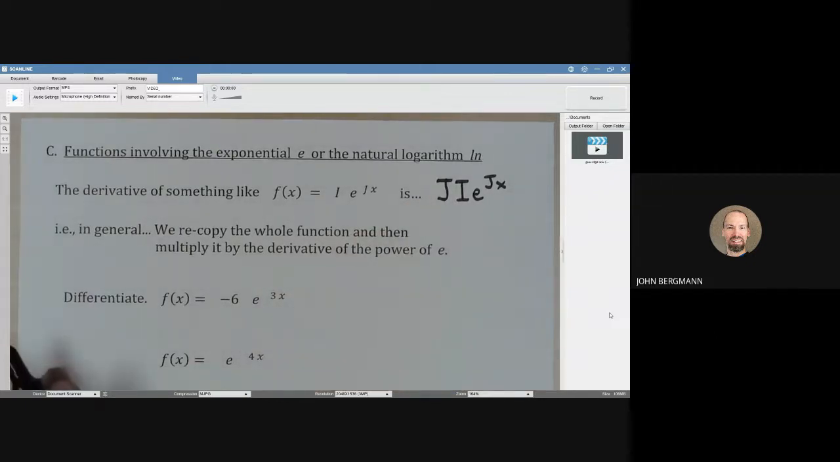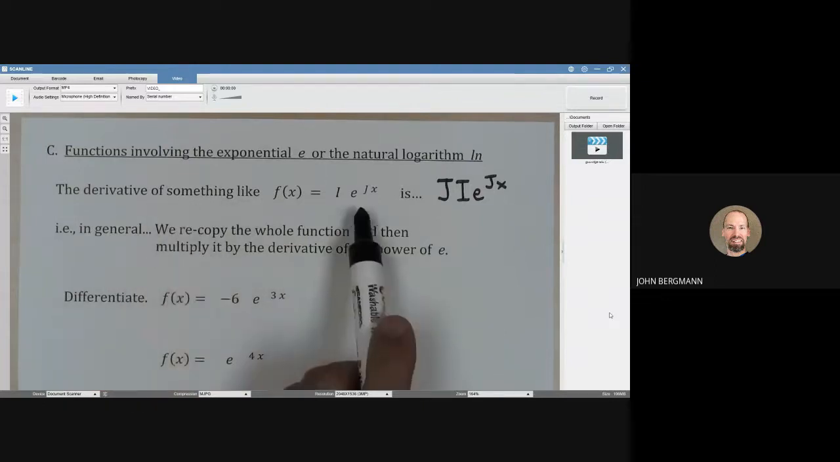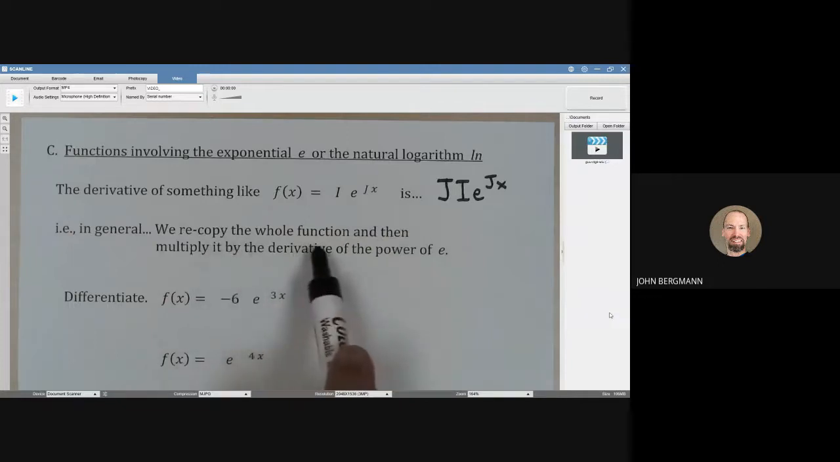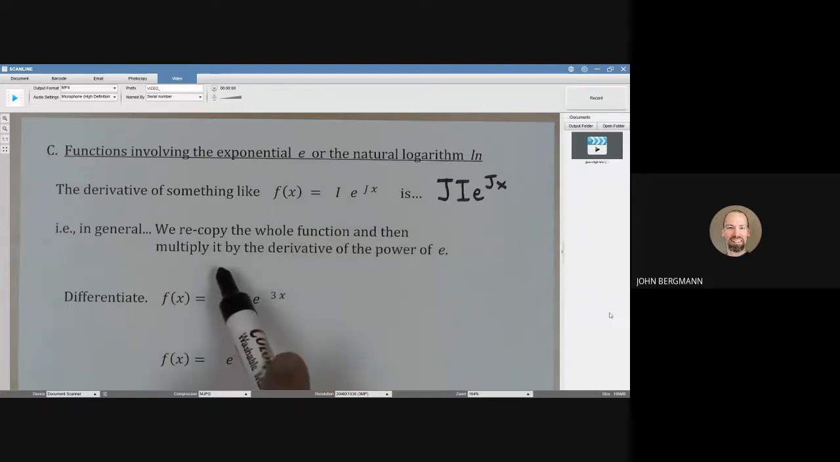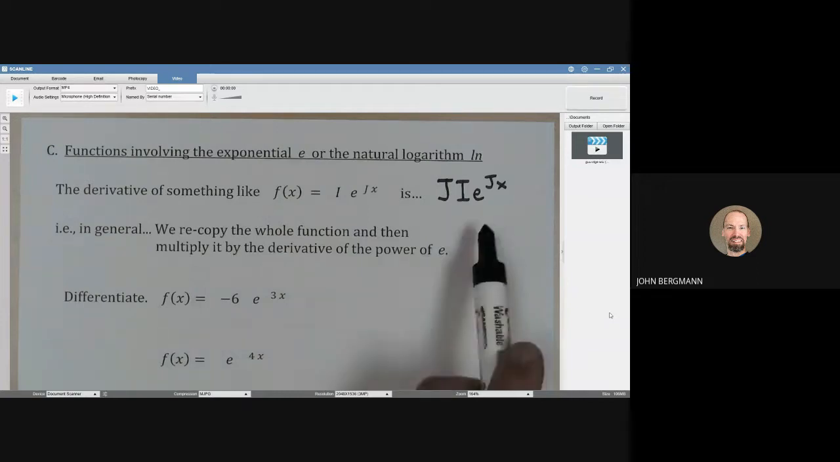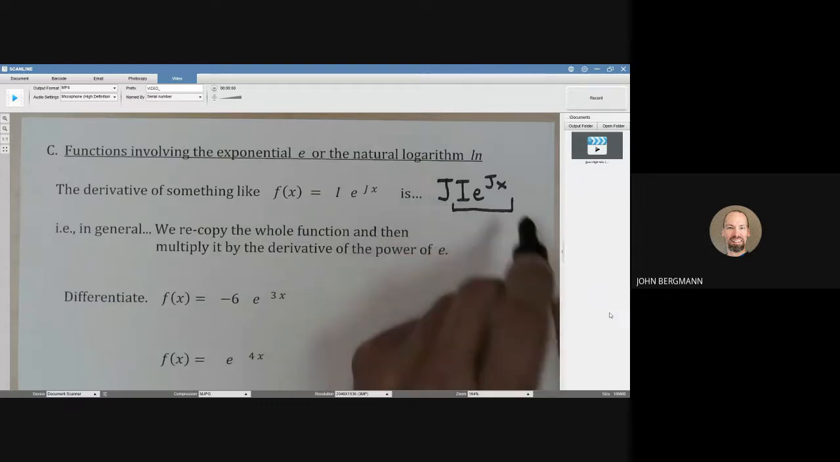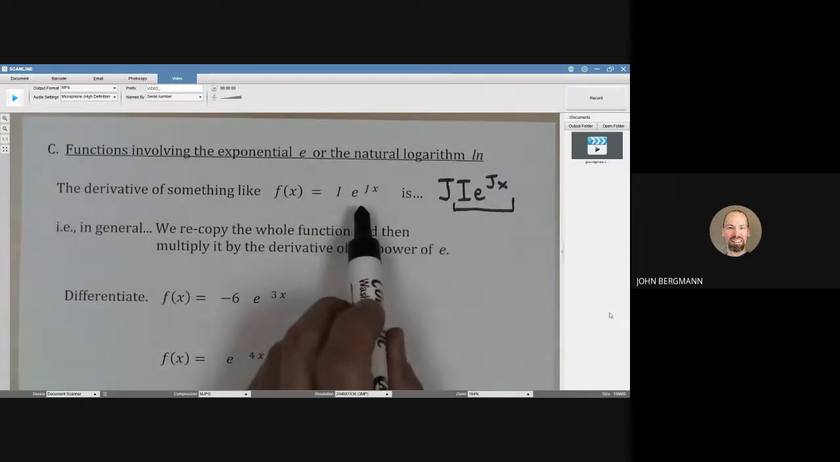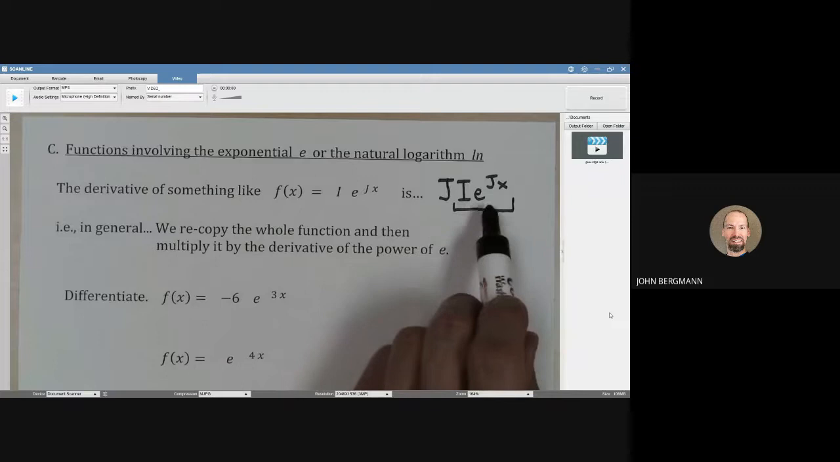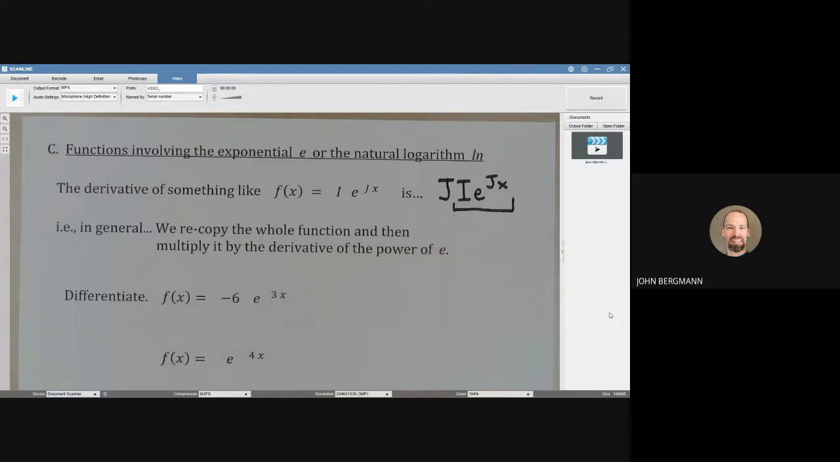You can see it's written out in words here. In general, when you take the derivative of something that has e in it, you recopy the whole thing and then multiply it by the derivative of the power of e. So you can see that's what I've done here. I've recopied the whole thing. Boom, there it is. i times e to the jx, and then you multiply that by the derivative of the power.